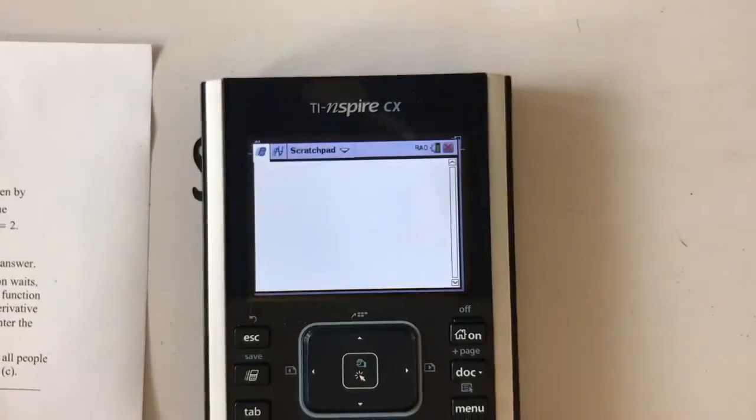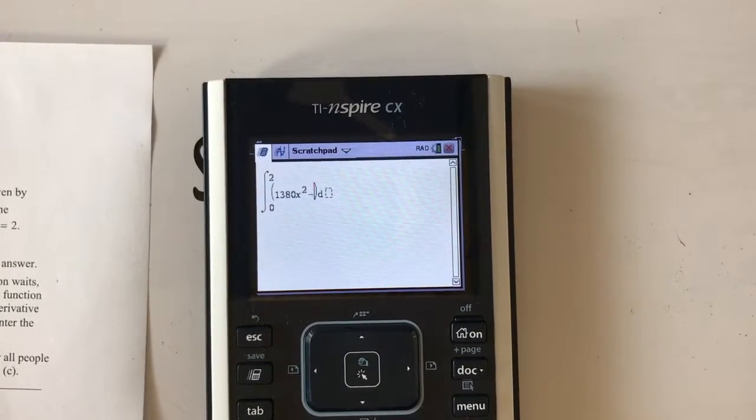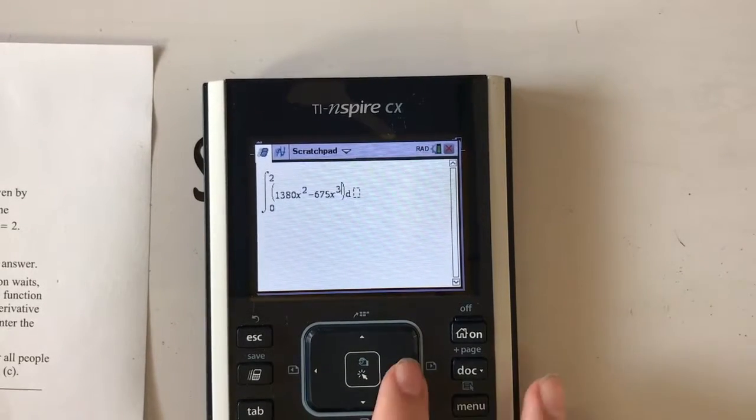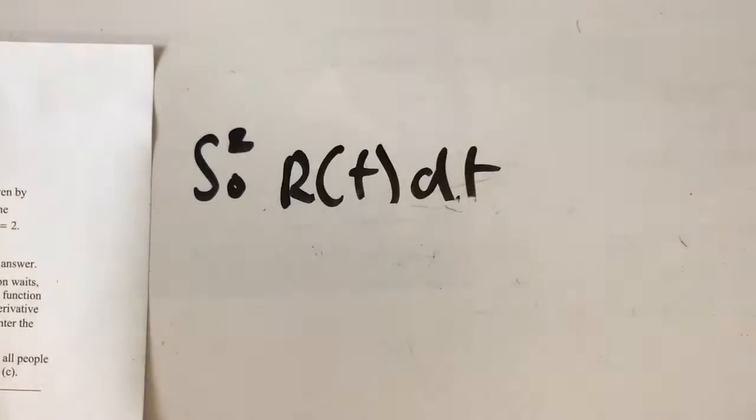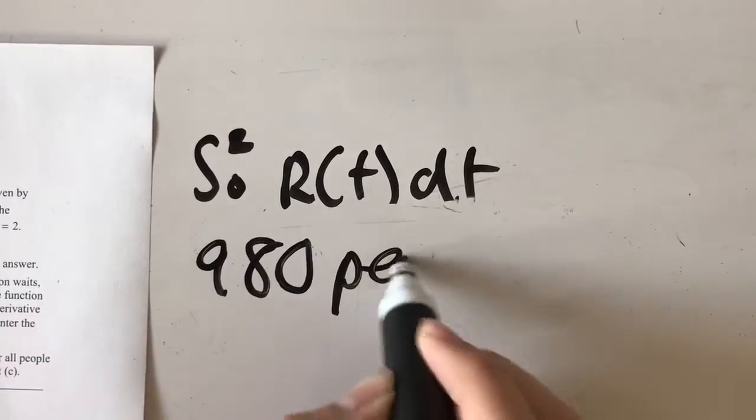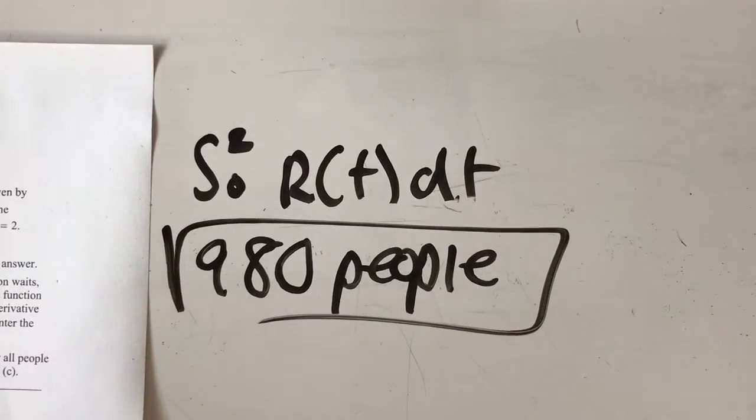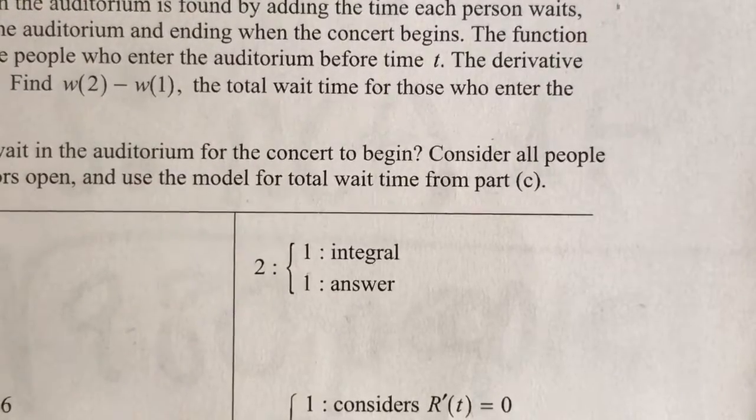So if we just move over to our calculator, we can just set up the integral. And we can see that we get 980. So we can just say that the total amount of people at time 2 is 980 people. And if we look at the key, we can see that there's 2 points we can earn, one for the integral and one for the answer. The integral part means having the correct integral with the correct bounds, as well as including dt.